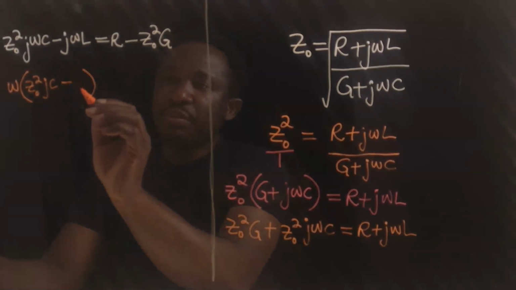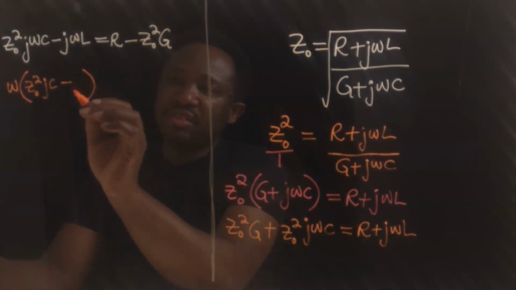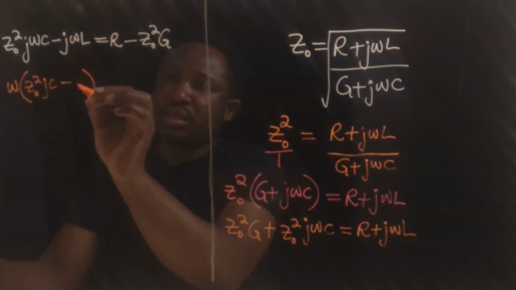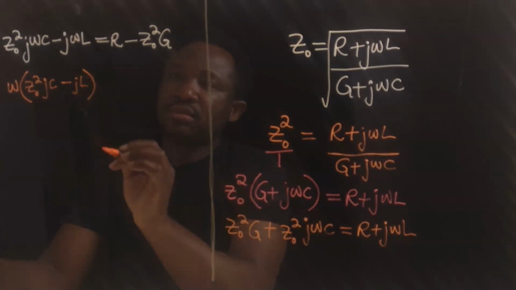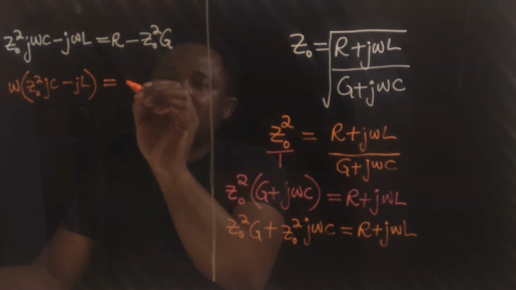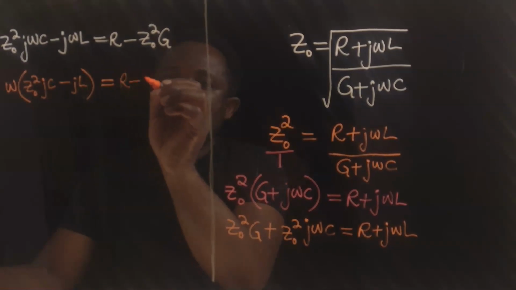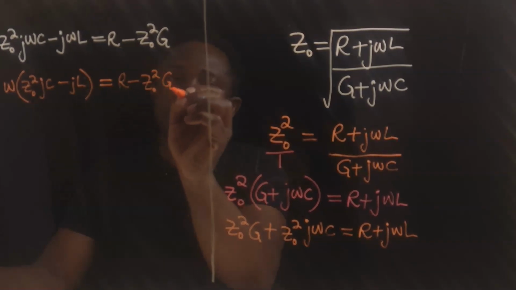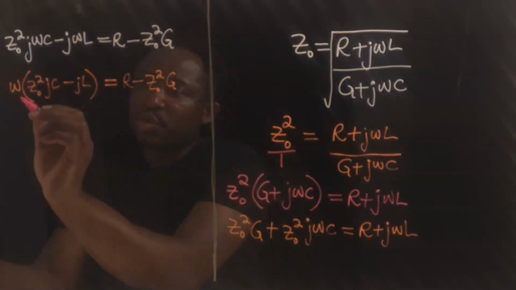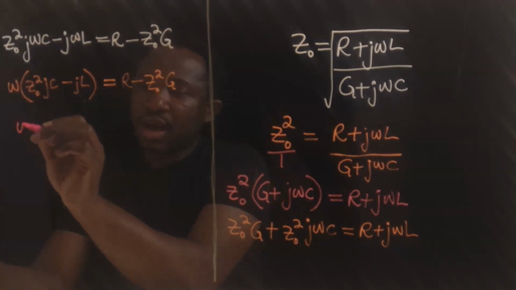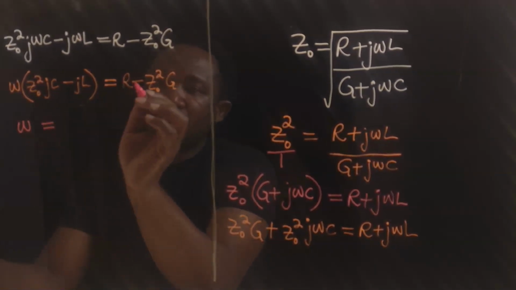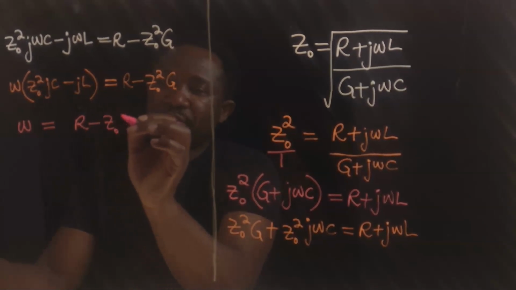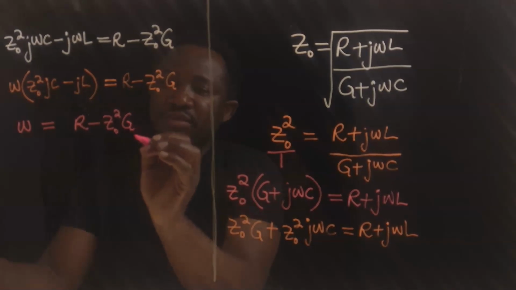Minus, I will put a variable here. When this variable multiplies by w, I will get JWL. It's going to be JL. And on this side, I'm going to have R minus Z subscript naught squared multiplied by G. My aim is to make W the subject. I will leave W here. On the other side, I'm going to have R minus Z subscript naught squared multiplied by G.